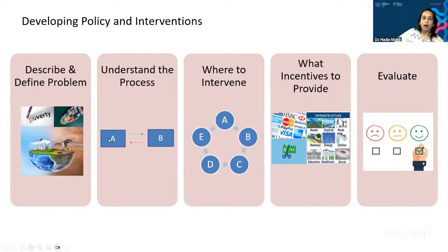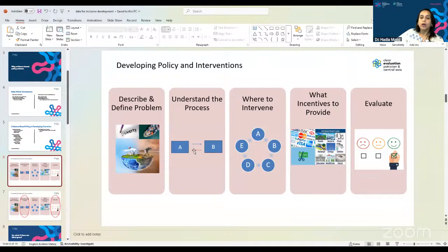Now, a population A has a problem as far as poverty is concerned. What are the mechanisms that make it see its income fall below a certain threshold level? If I understand the mechanisms that are at play for this particular population that causes their income to fall below a particular threshold, then I can figure out where to intervene.